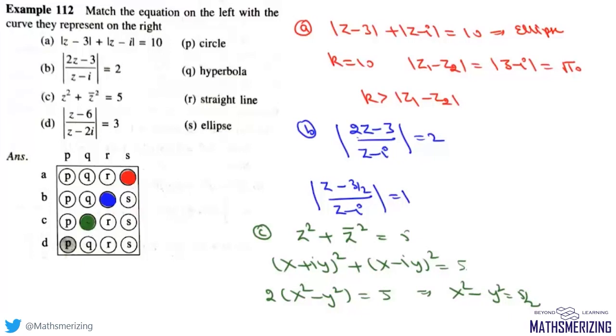Now what about D? Now D is mod of z minus z1 upon mod of z minus z2 equals 3. Now since it is unequal to 1, that means this locus is a circle. So this D matches with P. And that is the answer to this question.